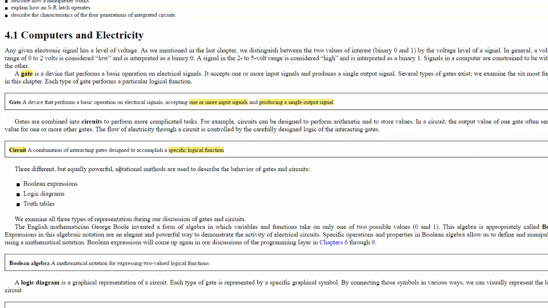There are 3 different notational methods for gates, and we will need to learn all 3 of them. One is Boolean expressions, one is logic diagrams, and one is truth tables. So as we go through all of the gates in section 4.2, we will learn the Boolean expression, logic diagram, and truth table for each of them.